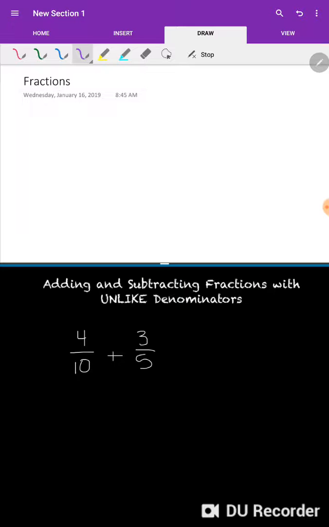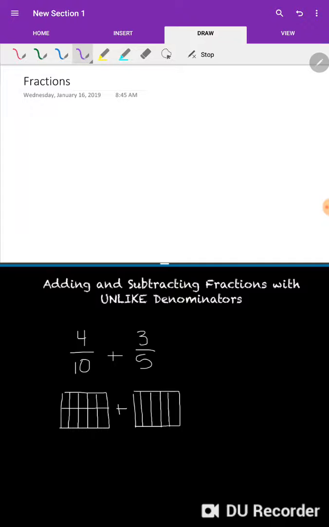So, first thing we need to do is make the denominators the same. And we're going to do that with a model, just starting out. Then we'll do just the numbers. So I'm going to make my models. Remember, you want them to be roughly the same size. I'm going to cut that in half, and that makes 10. All right, I'm going to color in 4/10. And I'm going to color in 3/5.